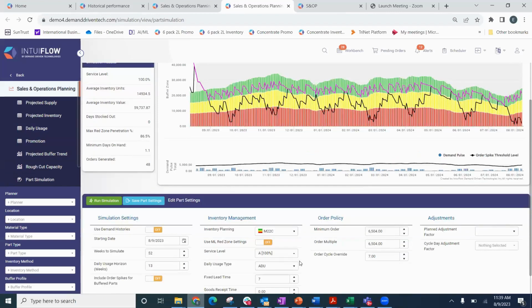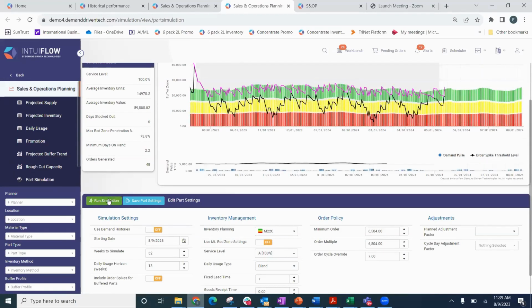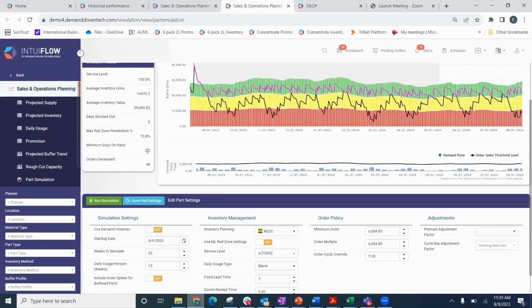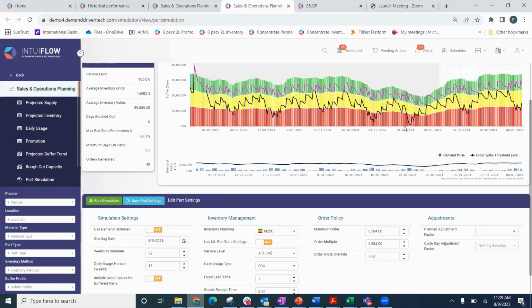In this case, let's say we want to change it to a blended rate of usage. It's not a huge change in its rate of demand, but let's try the blended setting and see if we get to a better place. And you can see now our minimum days on hand went up from 1.9, I think it was, to 2.2. Right here, we can then try an FDU setting and see if that gives us better leverage. And actually, out in our horizon, it gives us a lower threshold because it's overreacting now to a slowdown in demand that's going to happen after this promotional period.